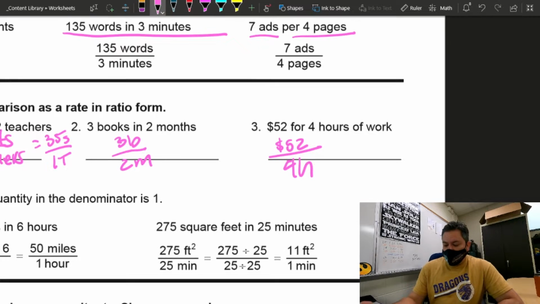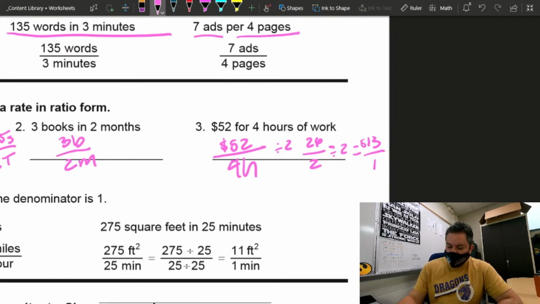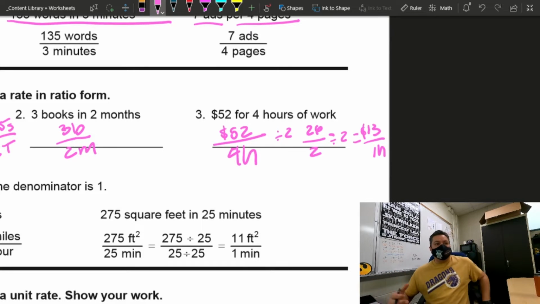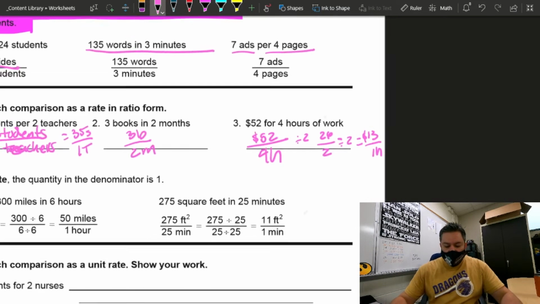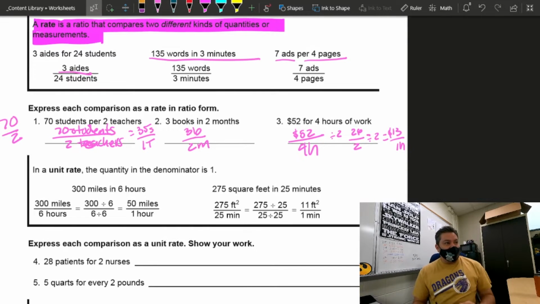So we can simplify this. If we start dividing by 2, we have 26, and then we have 2. If you divide by 2, you get 13/1. So the rate will be $13 per 1 hour. And that will be the unit rate for this one. Now, that's what we're going to do on the next sample. I kind of got a little bit ahead of myself in there.